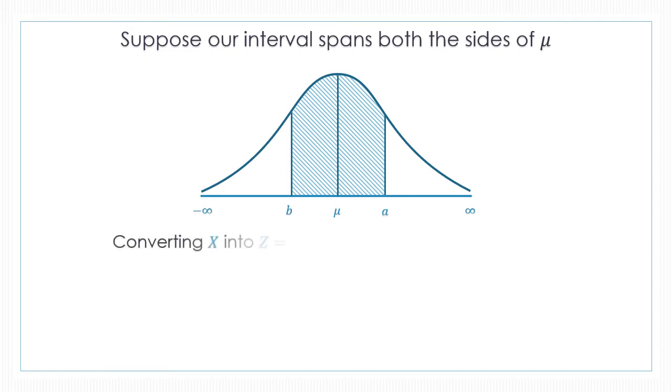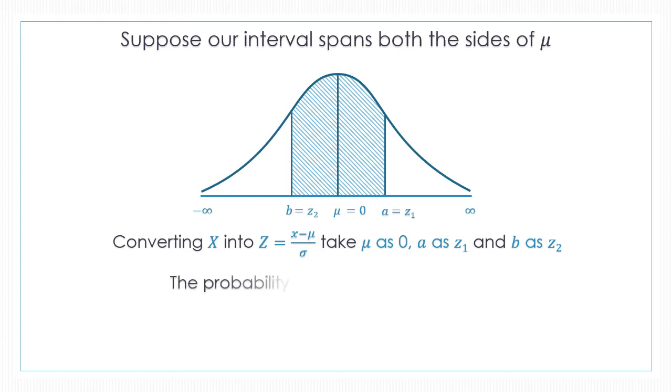Now naturally there is a problem here, right? Because one value is b, another value is a, and if I am converting these values into z values, I will name mu as 0, a as z1 and b as z2. Naturally I am using the same symbols as in my previous explanation. So right now what I am calculating here is from z2 to z1, the probability that z lies between z1 and z2. There is no 0 here.